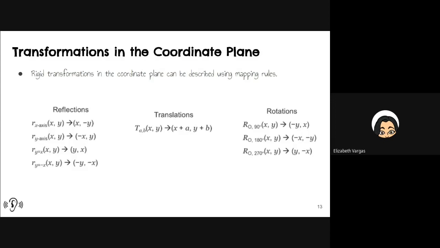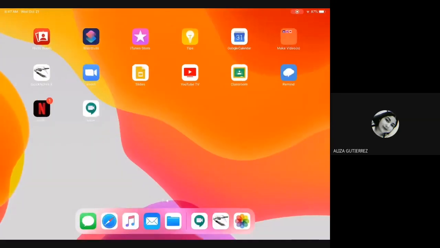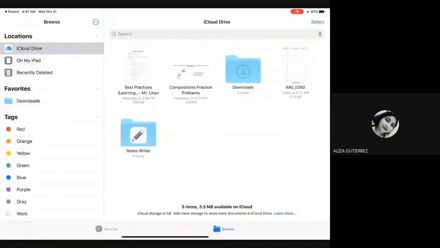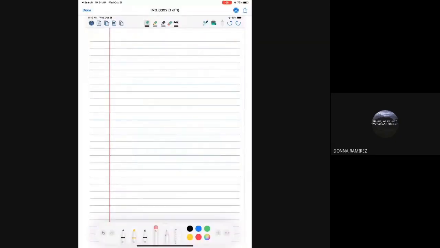Give me 1 second. I'm just going to review a few of the mapping rules just so you remember what those mapping rules tell us. Okay. So let's look at the mapping rules for reflection.